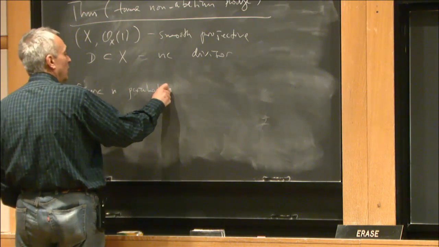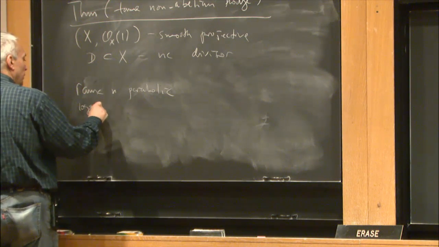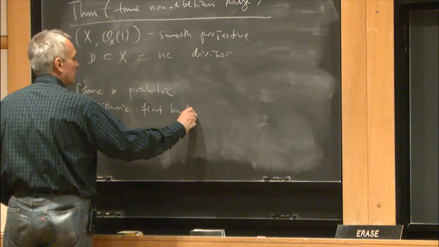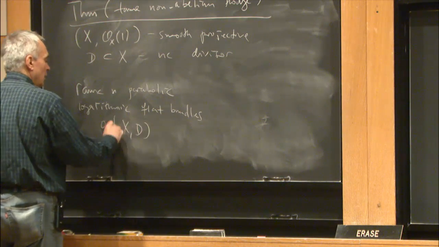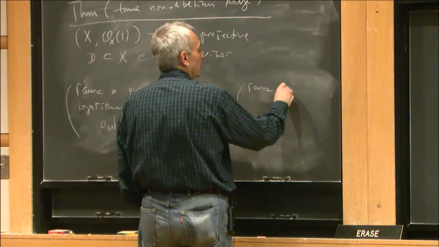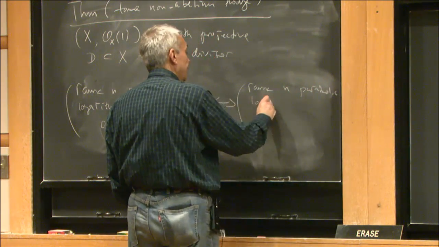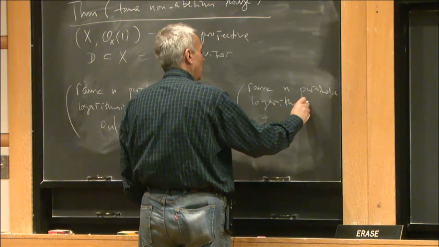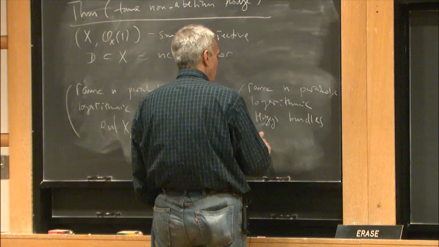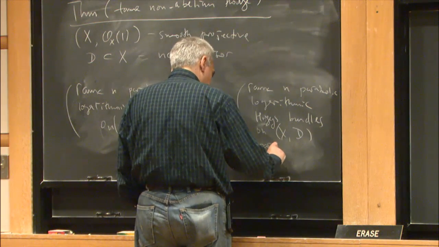parabolic logarithmic flat bundles on X minus D are identified with rank N parabolic logarithmic Higgs bundles on X with vanishing first and second parabolic Chern class.